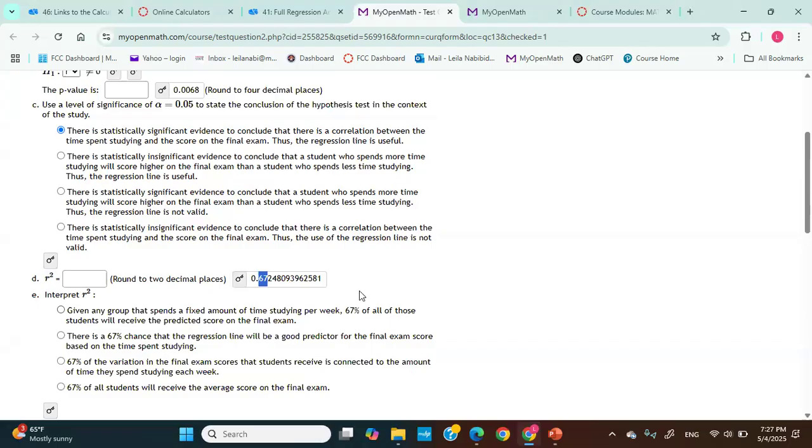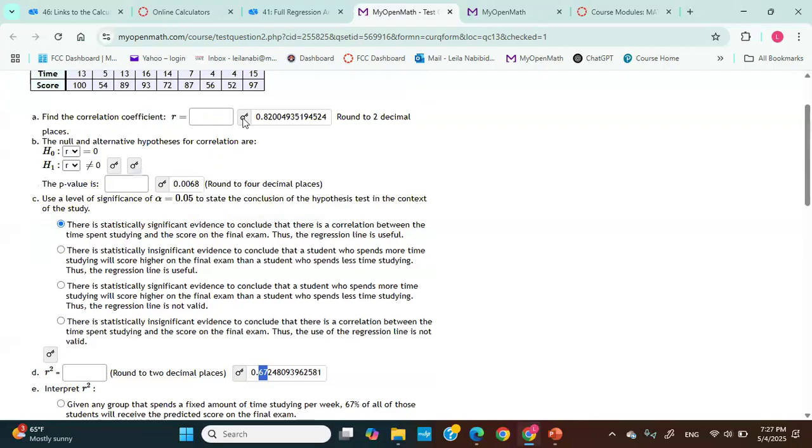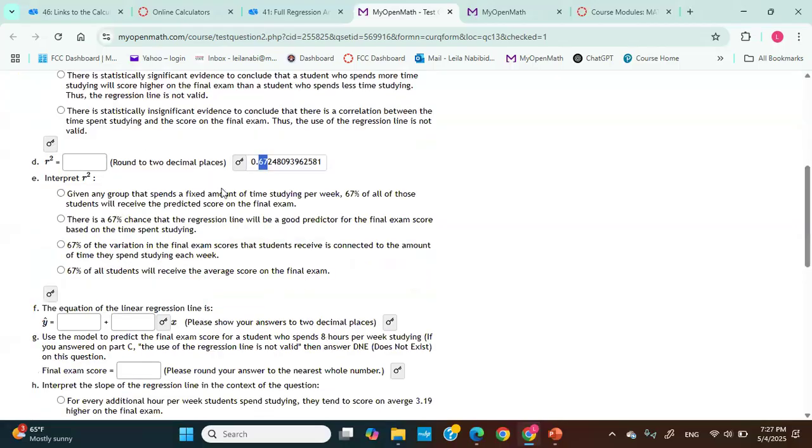Now let's see which one of these can make sense for us. It says, given any group that spends a fixed amount of time studying per week, no, we don't have a fixed amount of time because each student has a different time. So we can skip this one. It says there is a 67% chance that the regression line will be a good predictor for the final exam. 67% for the R square is not a 67% chance. That's not the probability. That's the percentage of variation. So we ignore this one as well.